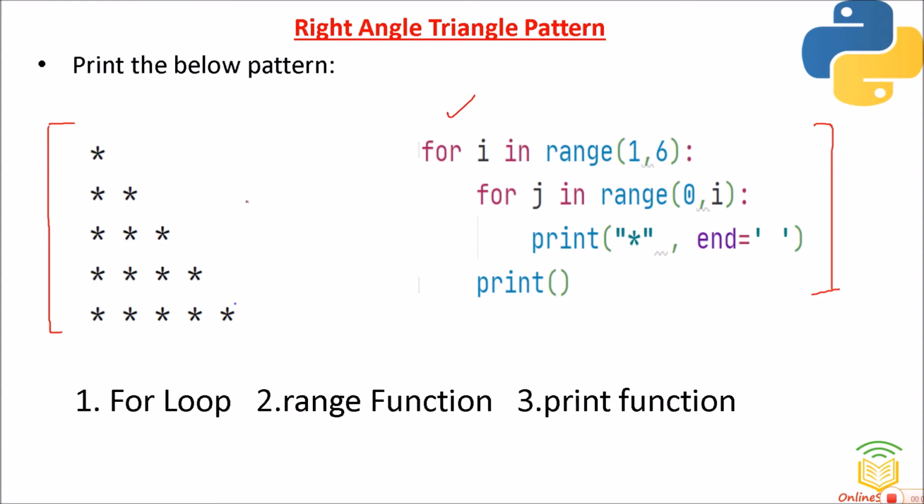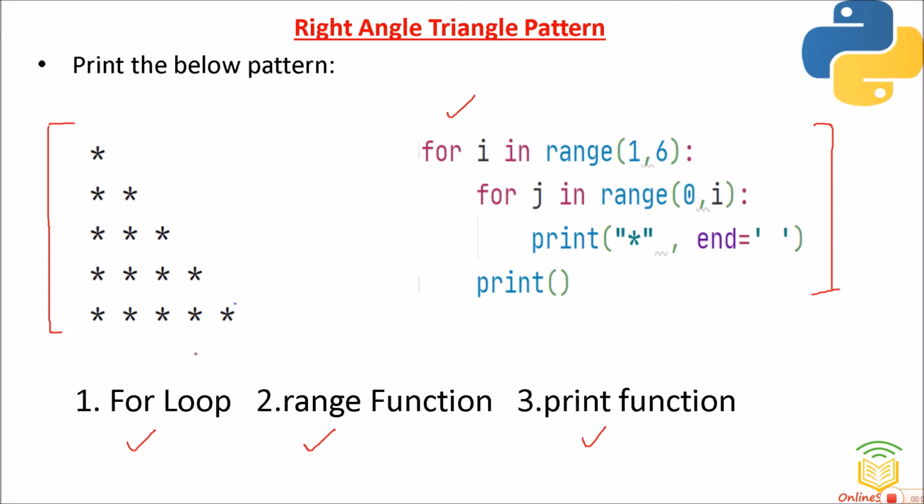Friends, here you will get different patterns: a right angle triangle, then a triangle shape, then a square shape. So a lot of patterns will be there, friends. One by one we will discuss everything. Now friends, what will be required in this code is a for loop, the range function, and the print function.